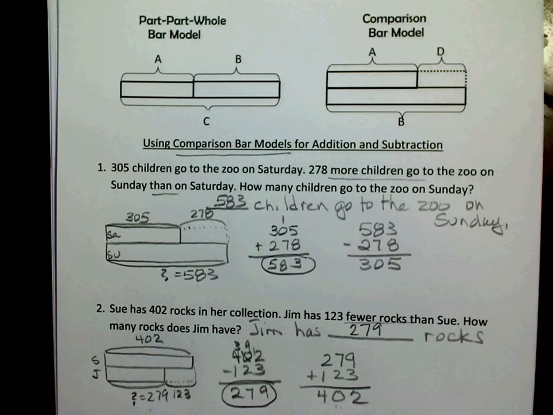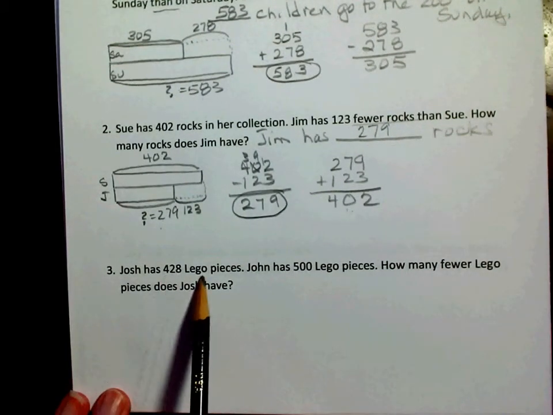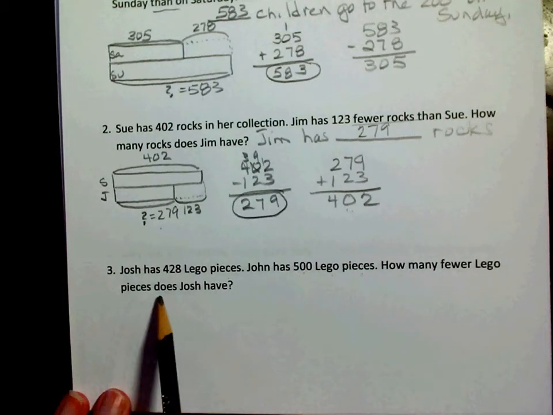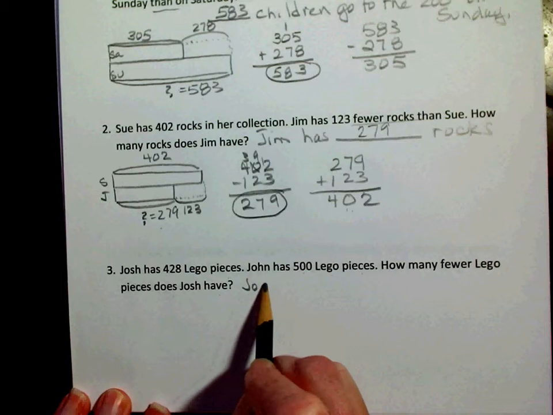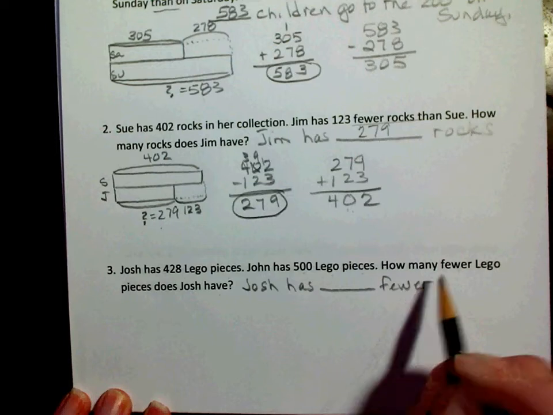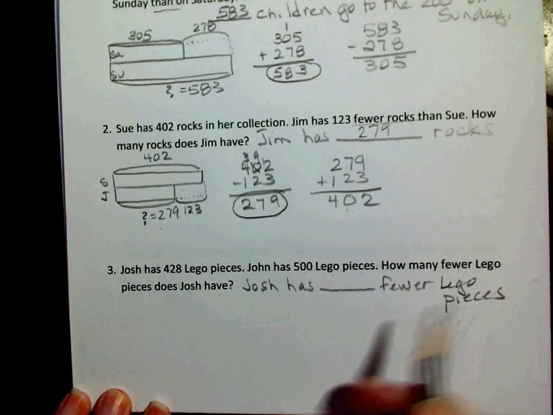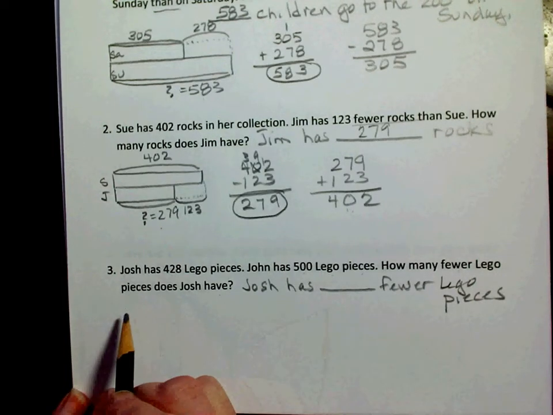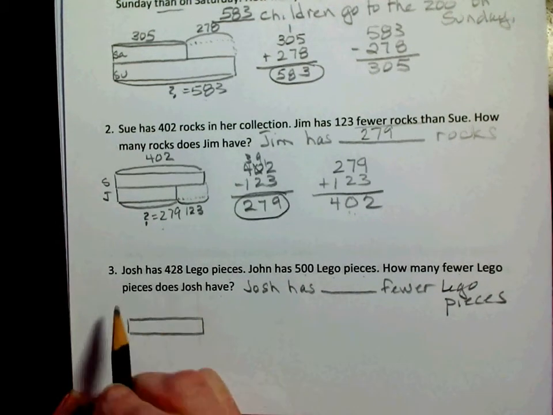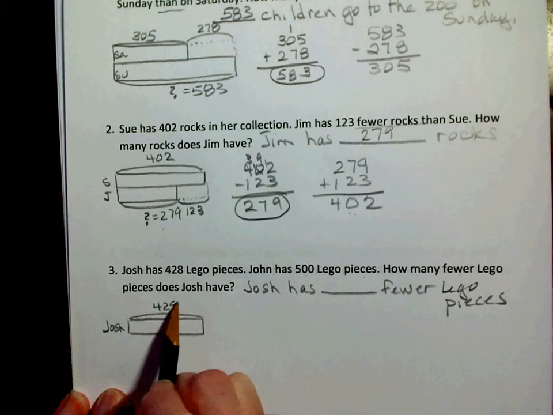The third one says Josh has 428 Lego pieces. John has 500 Lego pieces. How many fewer Lego pieces does Josh have? Josh has fewer Lego pieces. And the fact that I'm saying fewer should cue into me that I need a comparison bar model. And I'll reread. So I'm going to start off with Josh, and he has 428 Lego pieces.